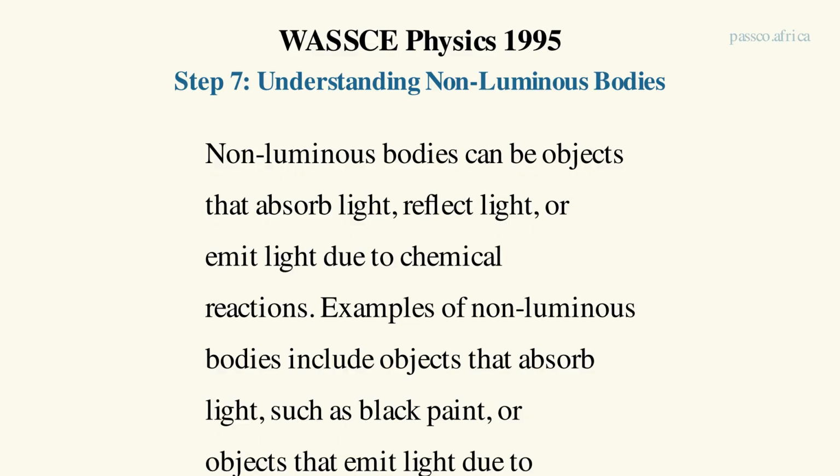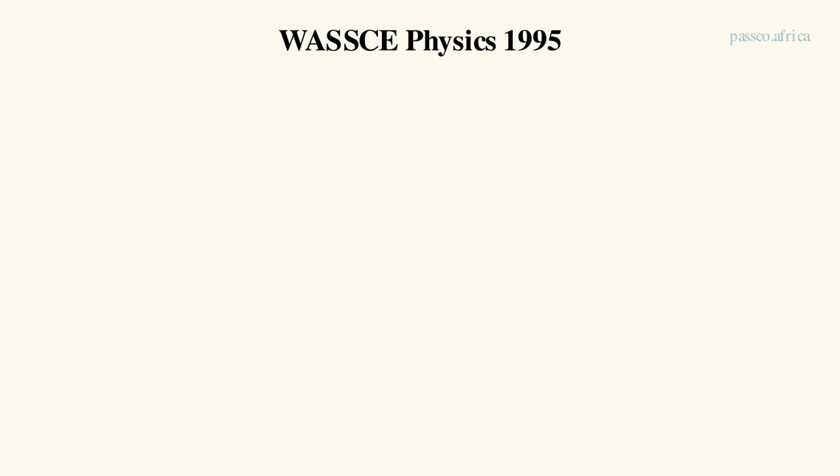To recap, we solved the question by: 1. Understanding luminous bodies, 2. Examples of luminous bodies, 3. The Sun as a luminous body, 4. Identifying non-luminous bodies, 5. Analyzing the options, 6. Conclusion, 7. Understanding non-luminous bodies.